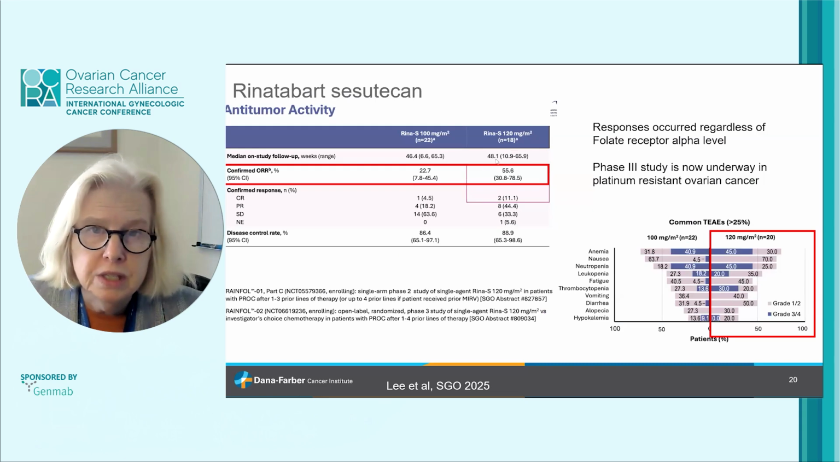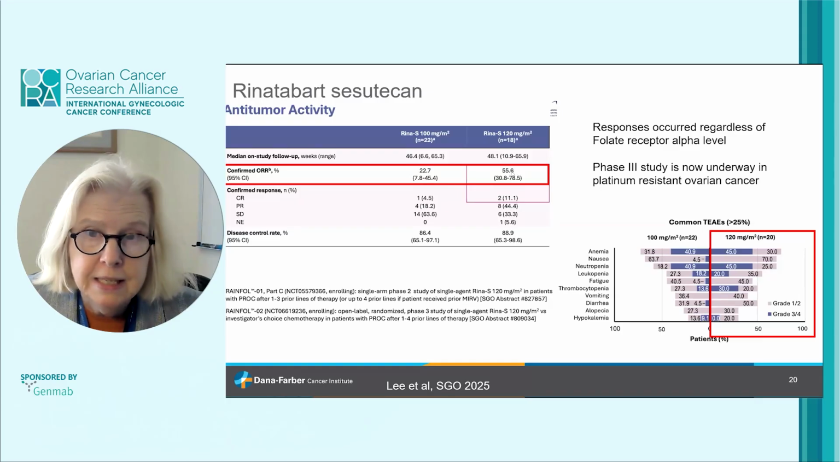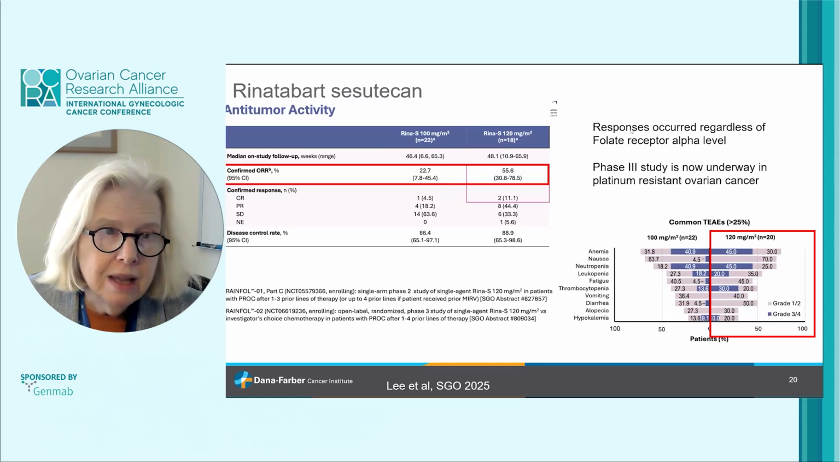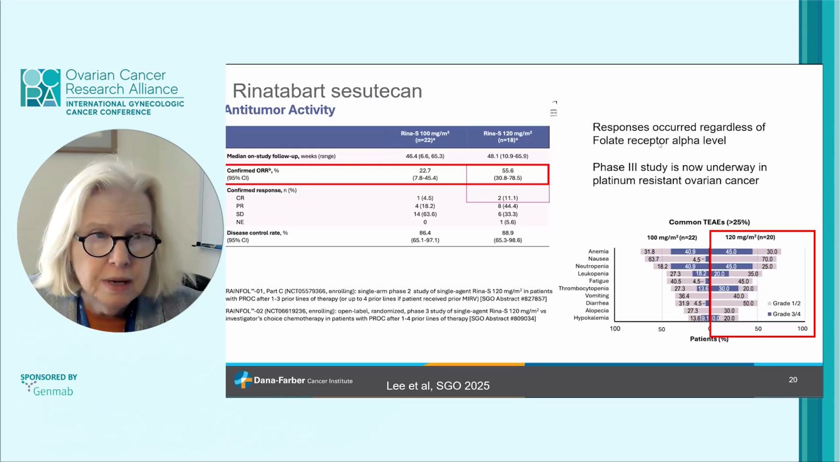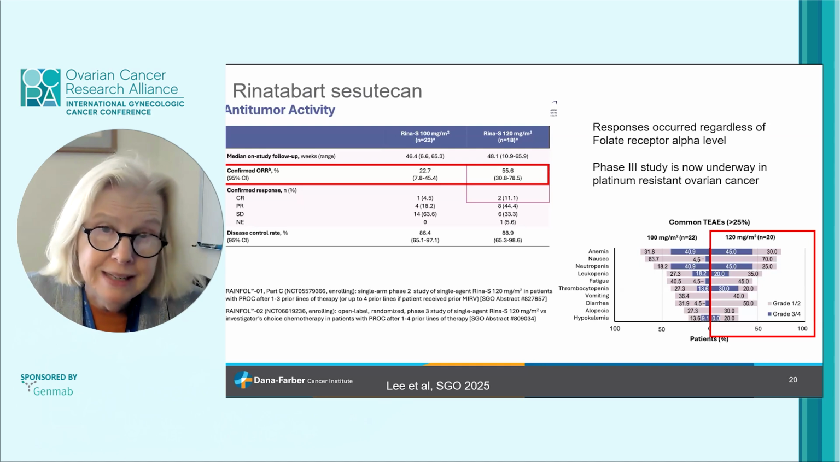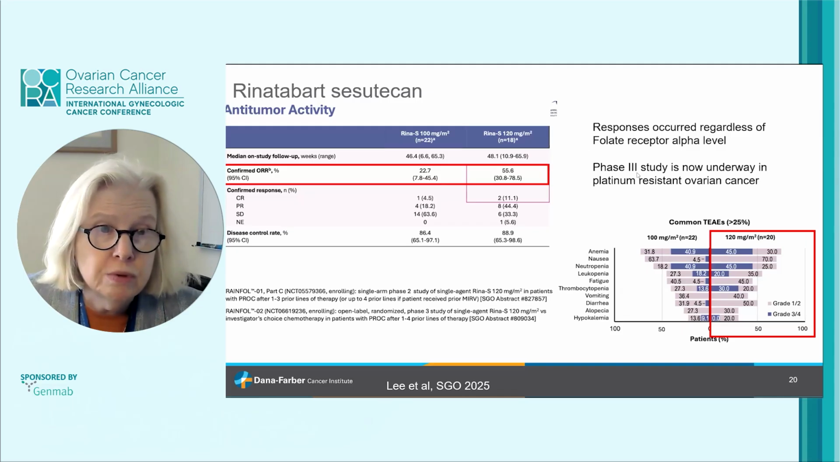For the 120, which is the confirmed starting dose of this drug, the response rate was 55.6%. And if you had to drop down because of side effects to 100, there's definitely sufficient activity here. There's stability of disease as well as some responses. Of note, anti-cancer responses occurred regardless of the folate receptor alpha level. This is a drug that's being developed, different payload than Mirvetuximab, and you don't have to have that 75%. In fact, you might not even have to have much to be able to use this drug. And a phase 3 study is now underway in platinum-resistant ovarian cancer.